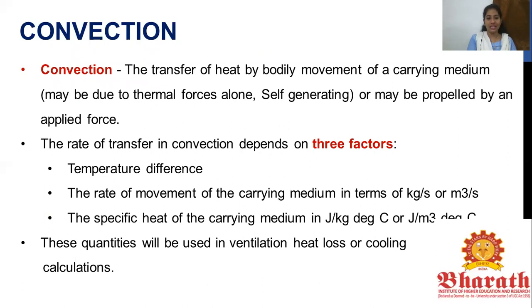So what we say is that the rate of transfer in convection depends on three factors: the temperature difference, the rate of movement of the carrying medium in kg per second or meter cube per second, and the specific heat of the carrying medium, given in joules per kilogram degree Celsius or joules per meter cube degree Celsius. These quantities are used in ventilation figures or cooling calculations.